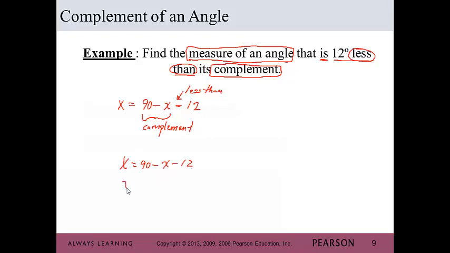Combine our like terms and we have x is equal to 78 minus x. Solve for x, so we're going to add x on both sides. And now we have 2x equals 78. Last step is to divide by 2, and we have x being 39 degrees. So it says find the measure of an angle. The measure of an angle is x, which we found, so it equals 39 degrees.